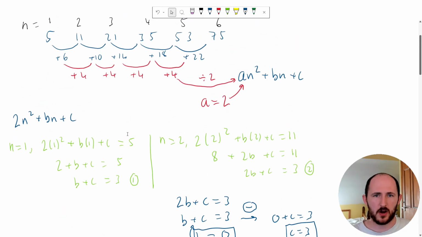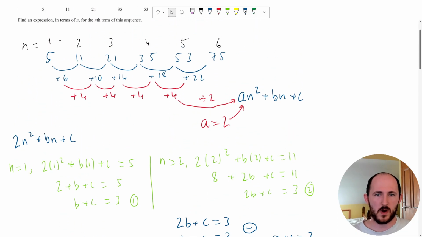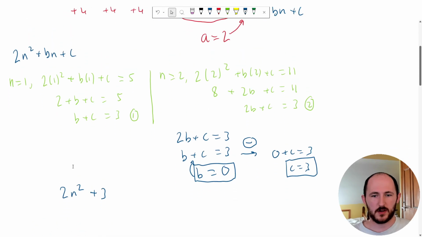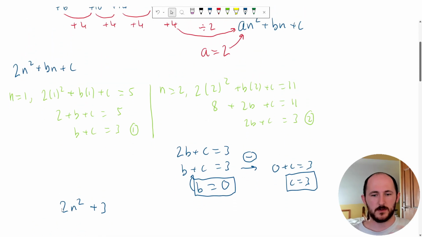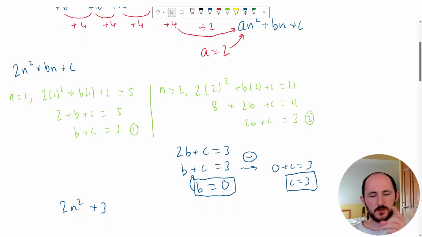Now, of course, you should check your answer by subbing in different values. So, as an example, if I sub in n is 1, I should get 5. So 1 squared is 1, times 2 is 2, plus 3 is 5. If I sub in n is 2, I should get 11. 2 squared is 4, times 2 is 8, plus 3 is 11. So I have got the right answer.